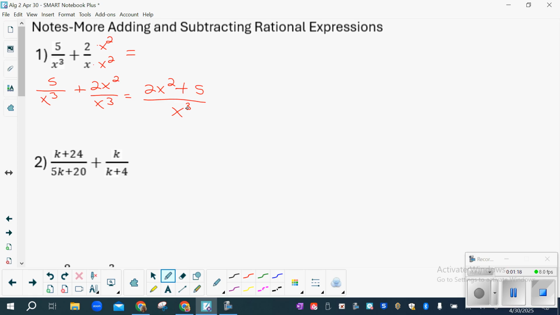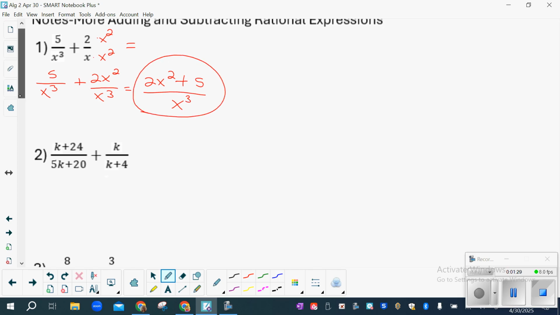Can we do any canceling there? No. Good. Why not? Because it's addition, not multiplication. So that's as far as we can go. Okay, this next one's going to get a little more steps.